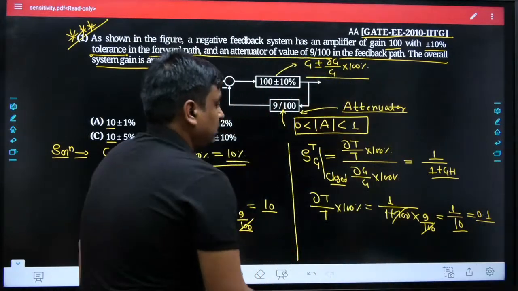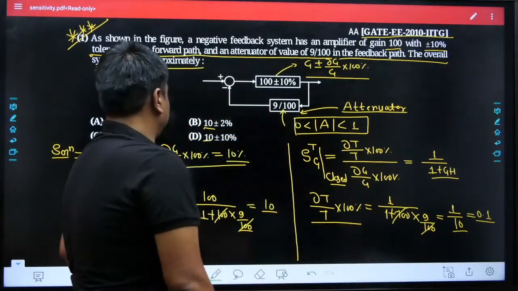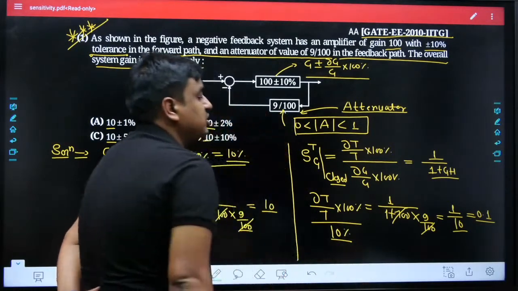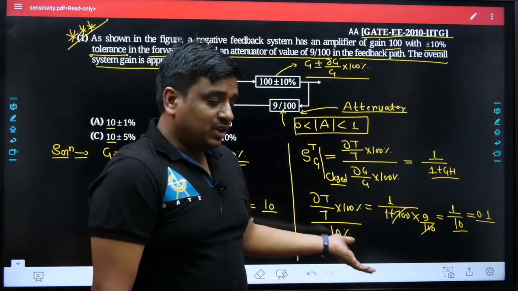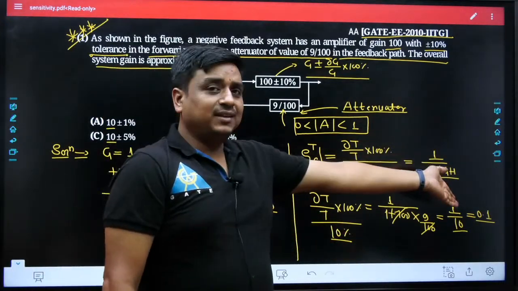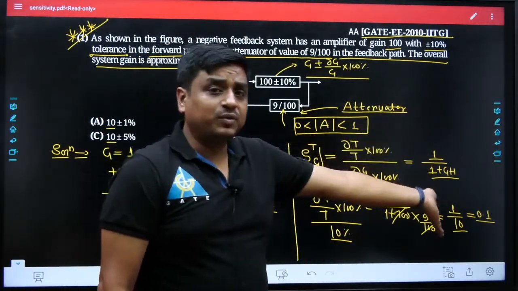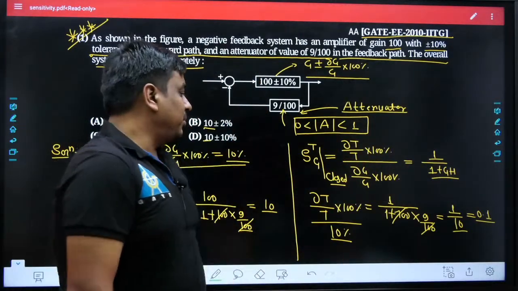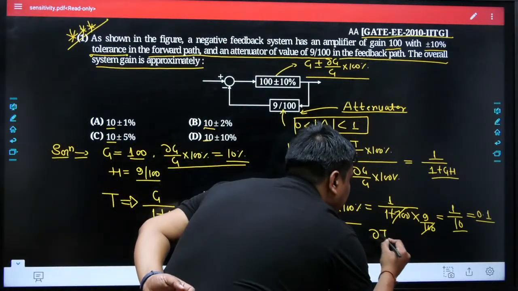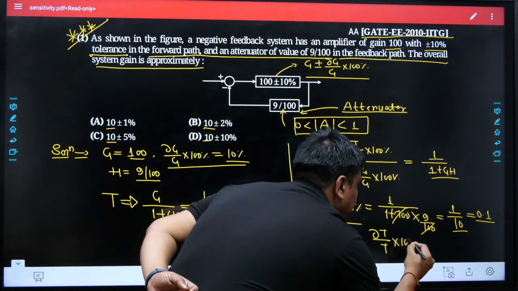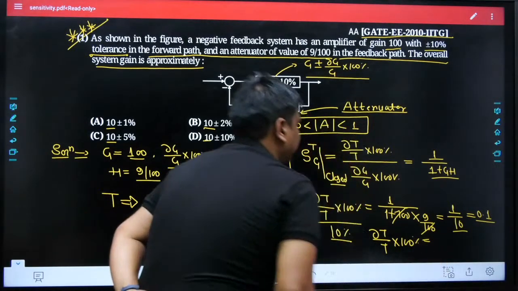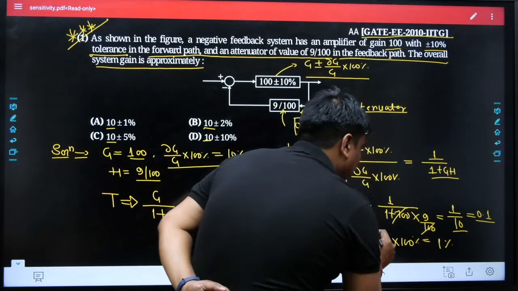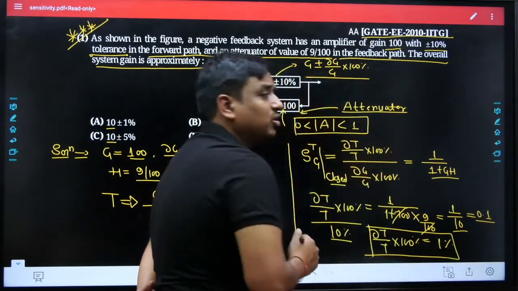And may I know at the denominator what it was? It was 10%. The dou G divided by G into 100% was 10%. The 10% would go towards the right hand side. The 10% would get multiplied with 0.1, and the percentage change in T because of change in G, dou T divided by T into 100%, is 0.1 multiplied with 10%, and simply it would become 1%.